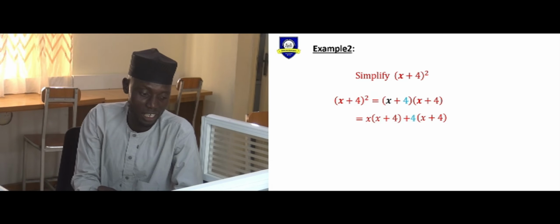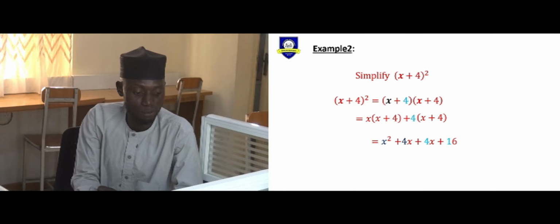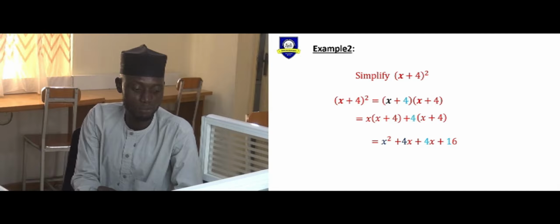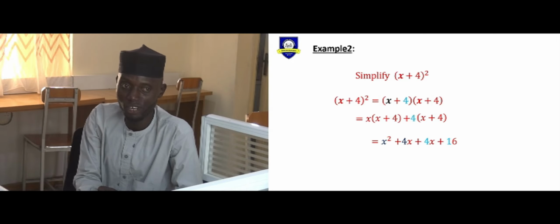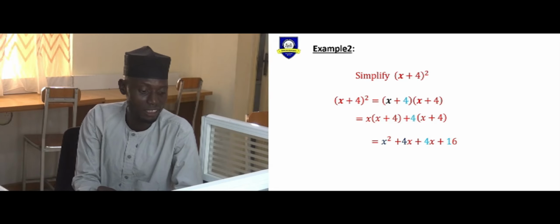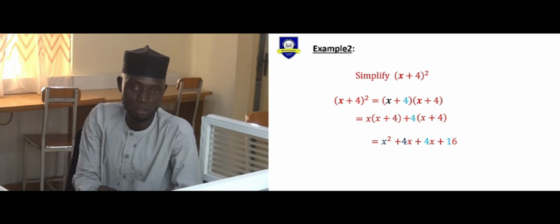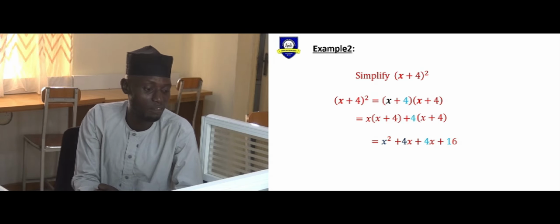x times x gives x squared, x times 4, 4x. In the second bracket we have 4 times x, which is 4x, and 4 times 4 gives 16. Then from the expression we have, x squared plus 4x plus 4x plus 16, the like terms we have there are 4x plus 4x. x squared and 16 are not in x to the power of 1. So we add 4x plus 4x to give you 8x. And so we have x squared plus 8x plus 16. This simplifies the given question.